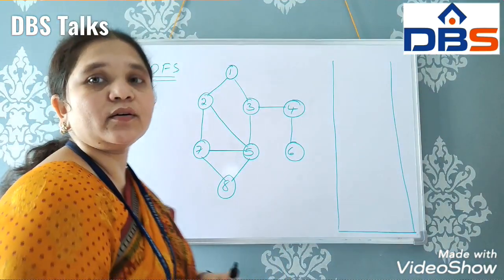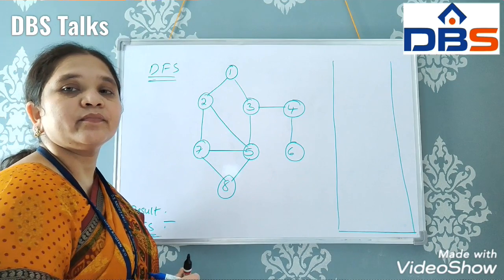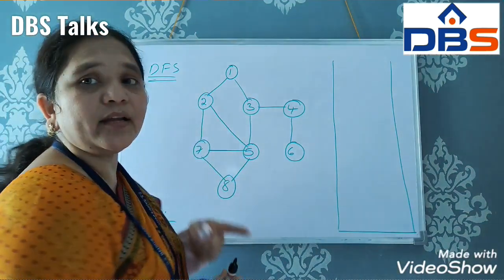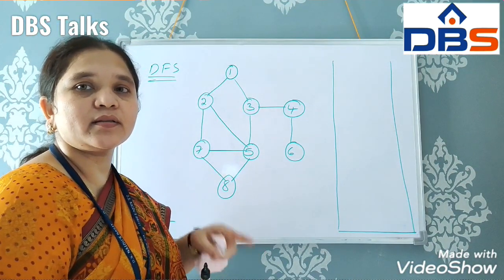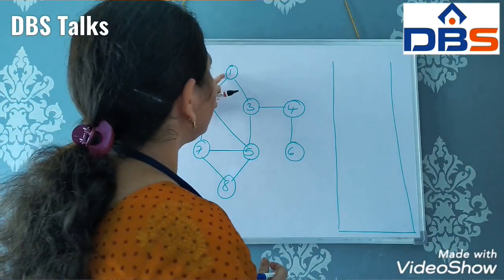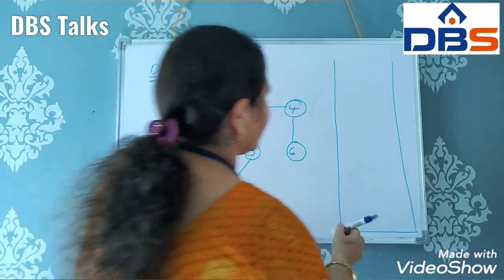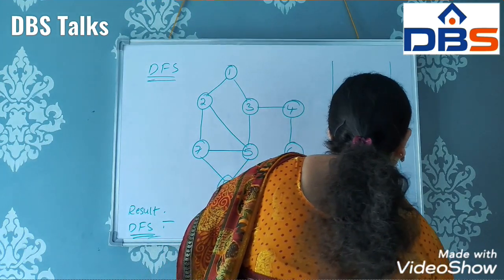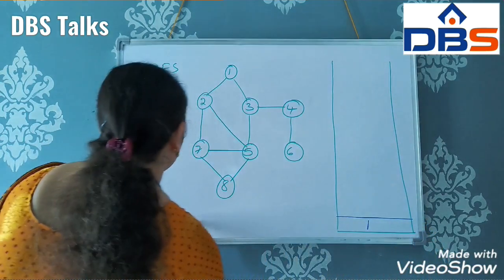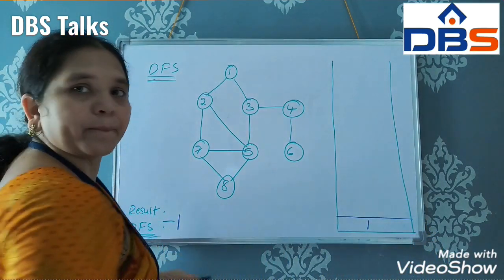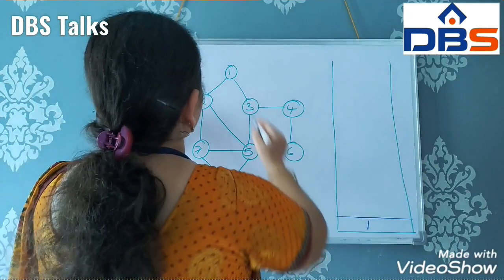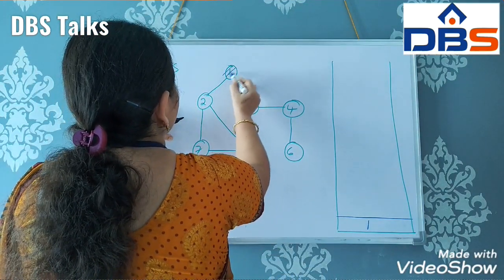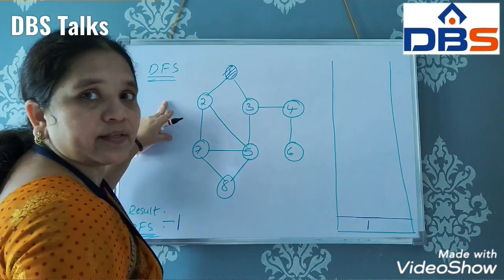So what is the first step in the algorithm? Push the starting vertex and print it. What is my starting vertex? 1. So push 1 into the stack, and in the result also I need to print it. So this one is visited.